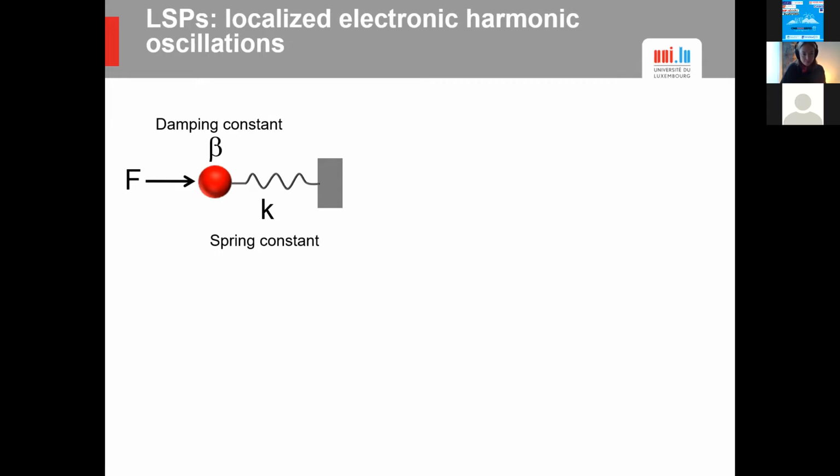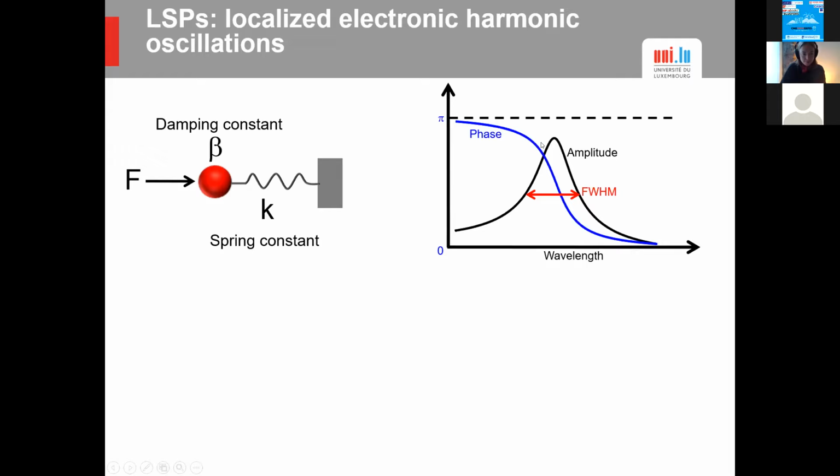So you can model this as a harmonic oscillation, and you can describe the material through a damping constant and the motion using the same parameters that you have in the harmonic oscillator. So usually, at a certain frequency or wavelength, you can excite a resonance. So you have a phase jump of pi through the excitation of this resonance.